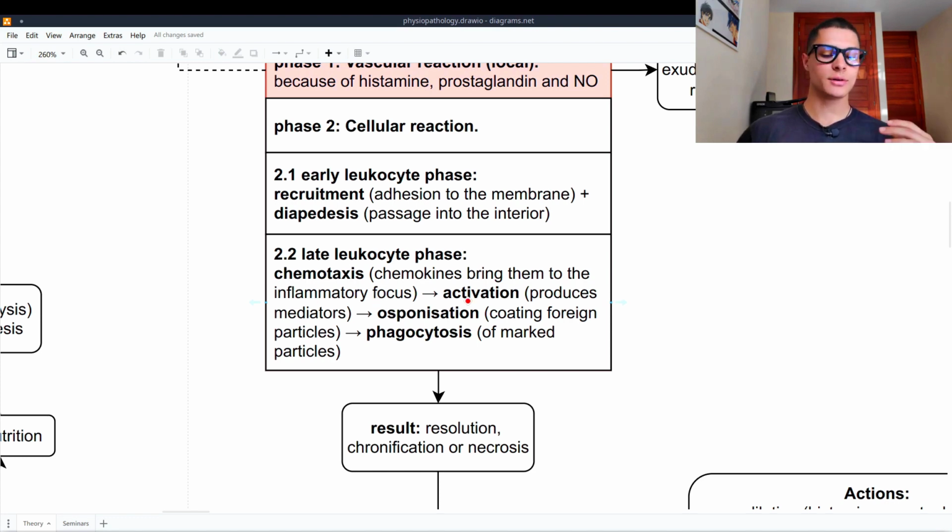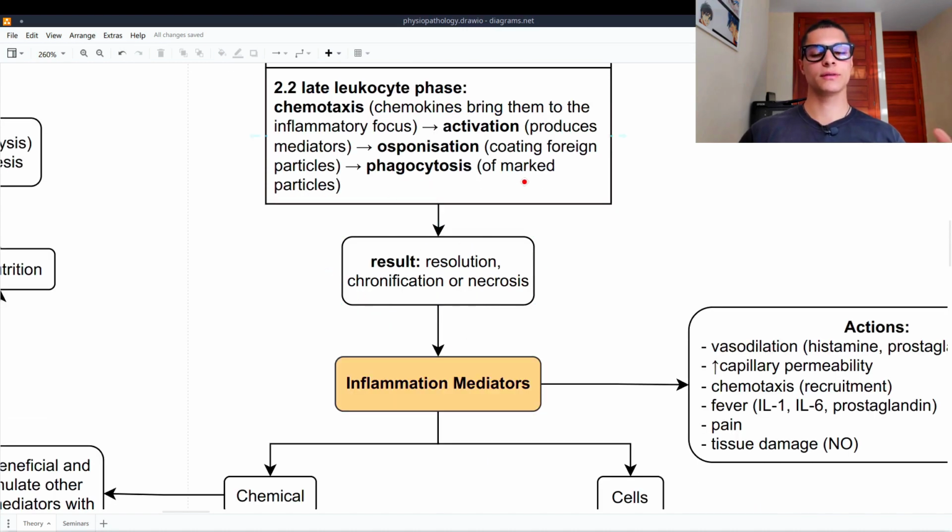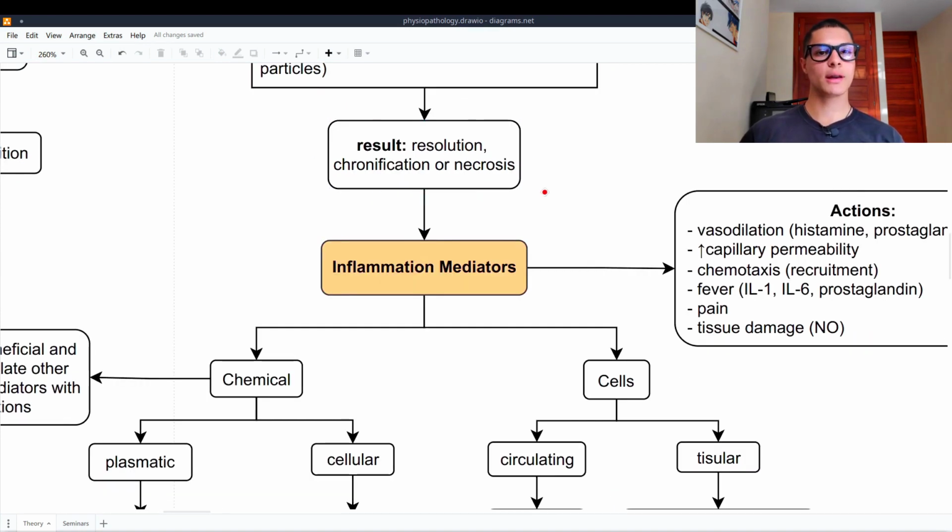Easy to remember. Then there is the activation, and once the leukocyte gets to the inflammatory focus, it activates and produces mediators. Then there is this thing called opsonization, which is coating foreign particles. Mark them. So then there can be the phagocytosis of the marked particles. The result of all these inflammation phases is either resolution, which is good, chronification, so it persists, or necrosis, as we saw earlier in the infection.